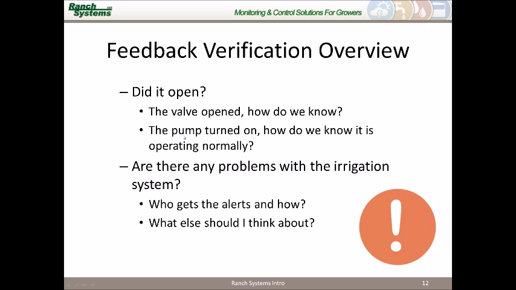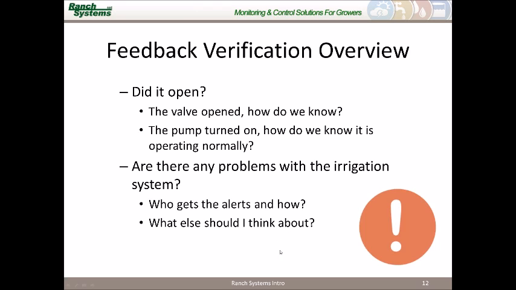The other thing about a system is that once a pump is turned on, how do you know it's operating normally? The pressure, the flow rates, energy consumption, those are all things to consider regarding the health of the system. And then the other thing is who gets the alerts and how. Are these irrigators that should get the alerts? Do they prefer text messages or email? All these things can be accomplished with our system. But before you get started with it, it's a good idea to understand who's going to get those alerts and how they're going to get them. And then we can bring more to the table for you.